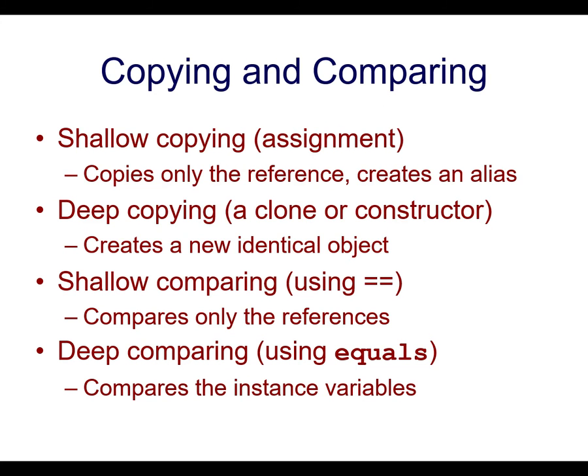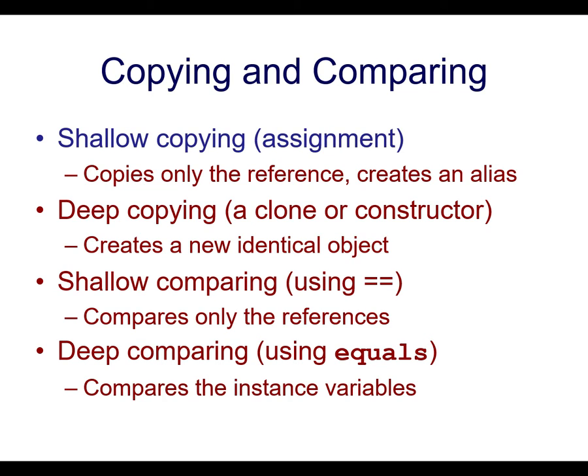Unlike languages that came before it, such as C++, Java objects can only be allocated dynamically from the heap. That means that object names are references. As a result, it is important to understand the difference between shallow copying and comparing objects, which involve the references, and deep copying and comparing objects, which involves the actual objects pointed to by the references.